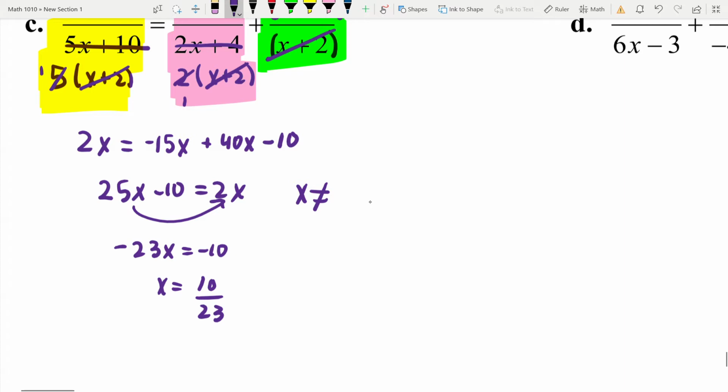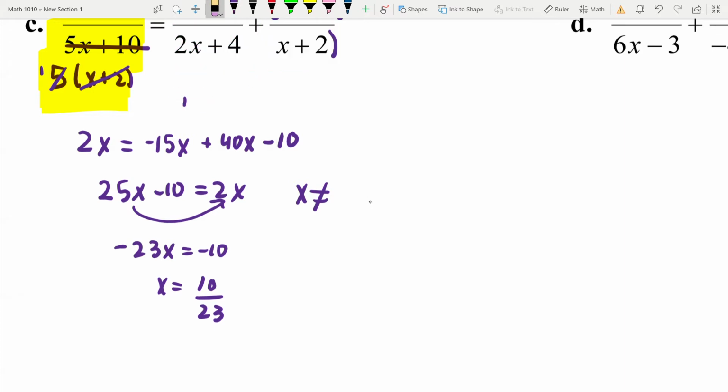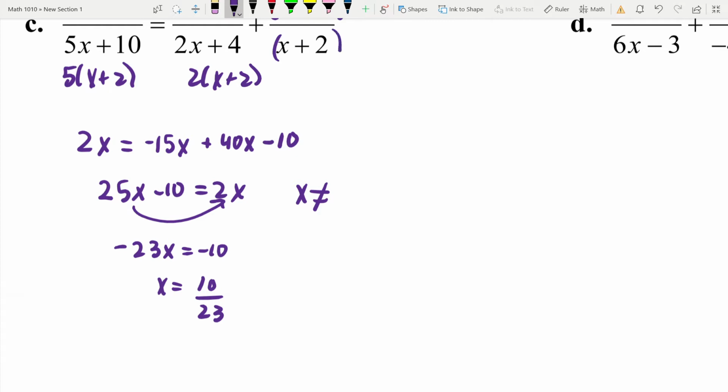Let's look at the denominators now. Let's come up with our domain and make sure we don't have a solution that's a restriction. So this factored to 5 times x plus 2. This was 2 times x plus 2. This is x plus 2. 5 and 2 can't be 0. All of those x plus 2's just tell me that x cannot be negative 2. So we're good to go.